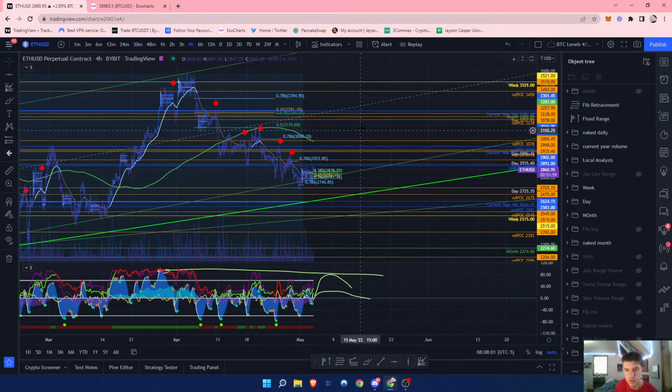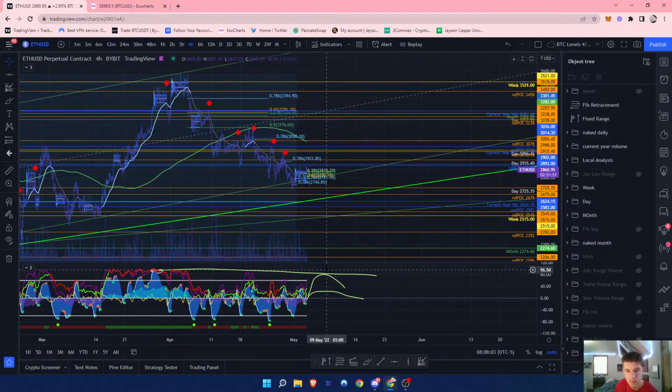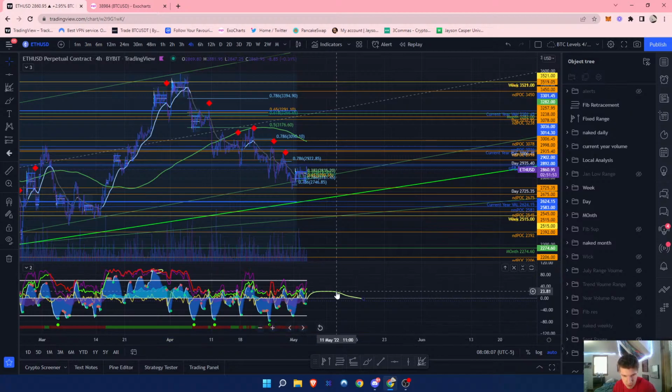We'll look for some more longs to take, really. More of a day trade, swing trade in longs.